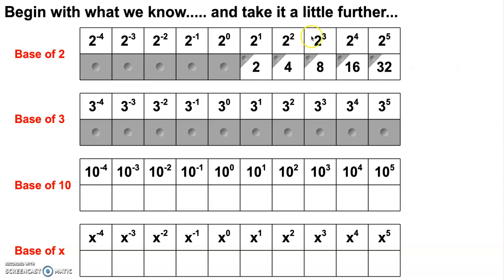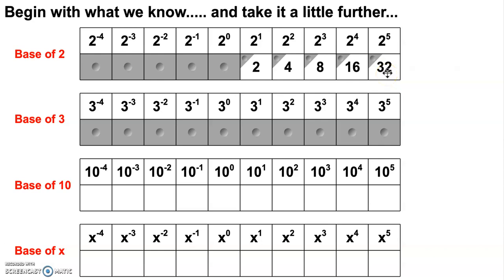Well, all we're doing each time is multiplying by 2 again. We're multiplying by another 2. So 2 times another 2 is 4. 4 times another 2 is 8. 8 times another 2 is 16. 16 times another 2 is 32.